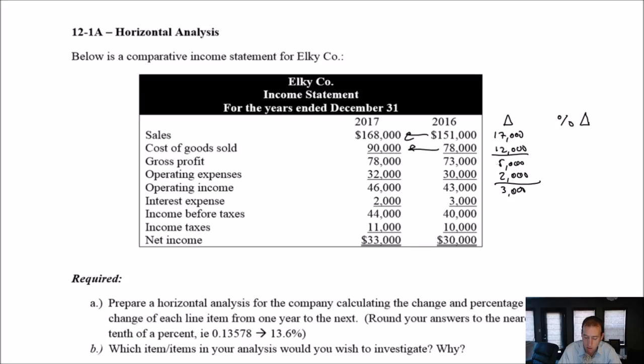I could have also gone 5 minus 2 is 3. 3 to 2, our interest expense shrunk, not by 2, but by 1,000. 40 to 44, our income before tax grew by 4. Income taxes grew by 1. And our net income grew by 3,000. So there we have our changes.